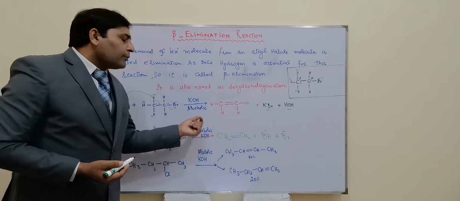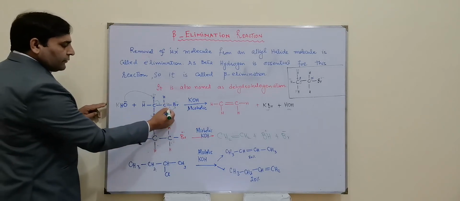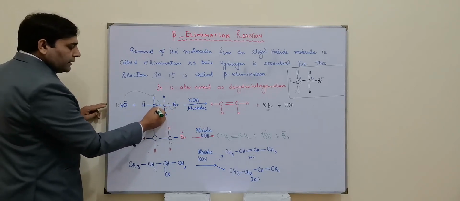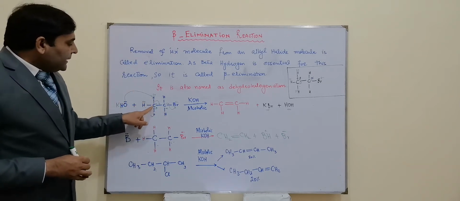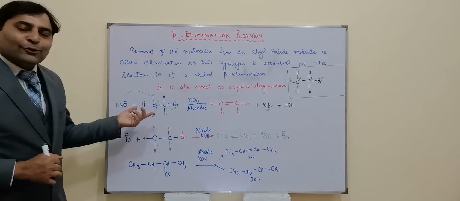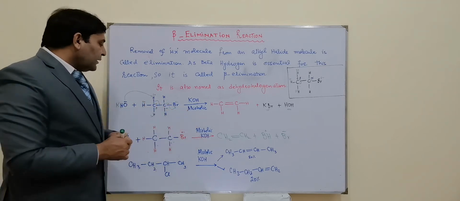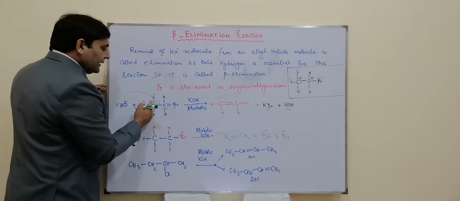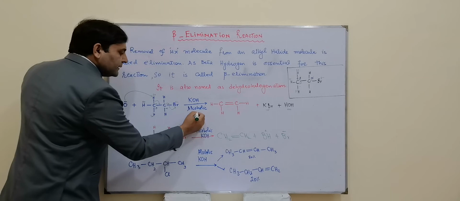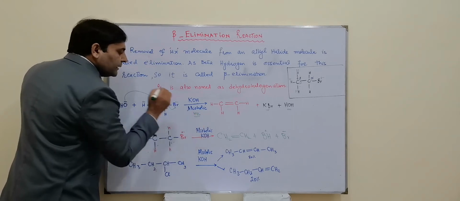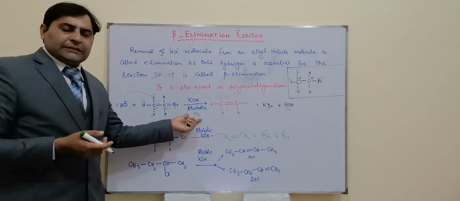This is called beta elimination because this one is our alpha carbon and this one is our beta carbon, and hydrogen is being removed from beta carbon, so it is known as beta elimination reaction. We know we have removed HBr, H from beta carbon and Br from alpha carbon. This is why it's called elimination reaction.